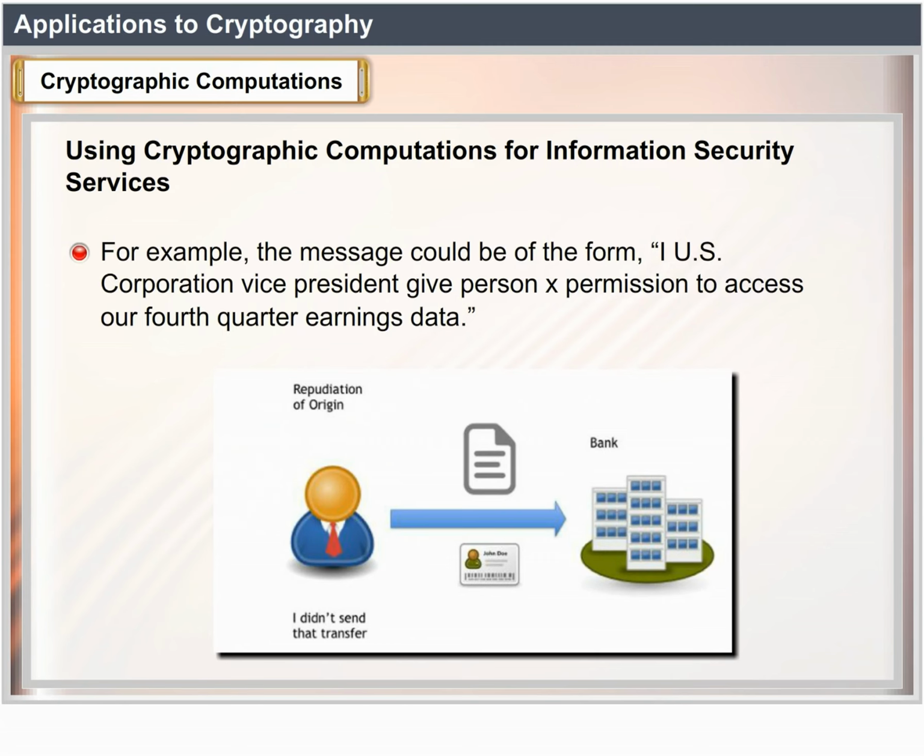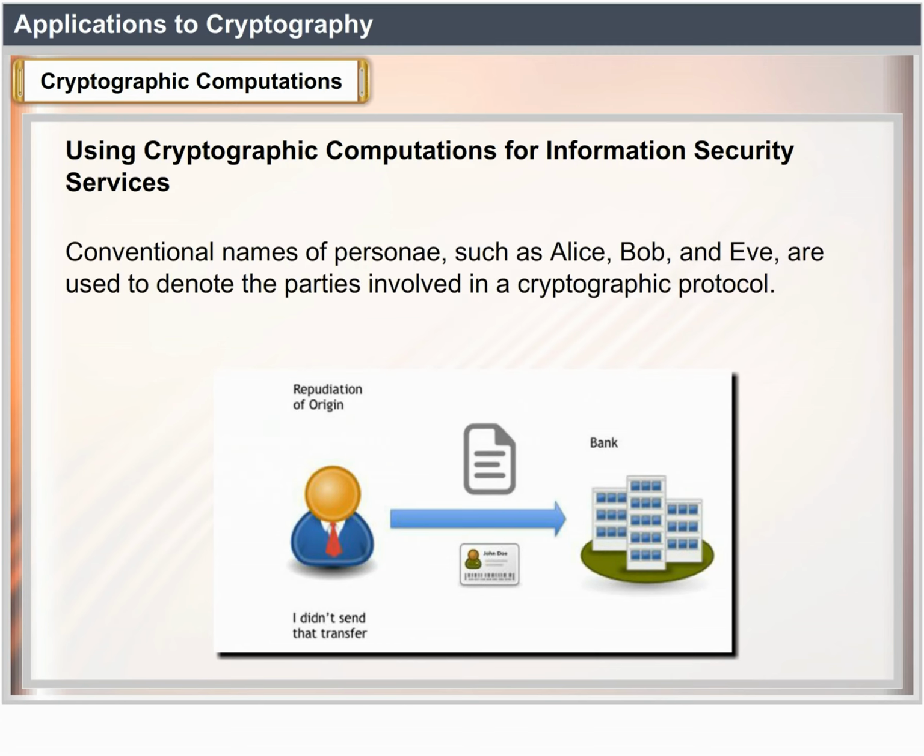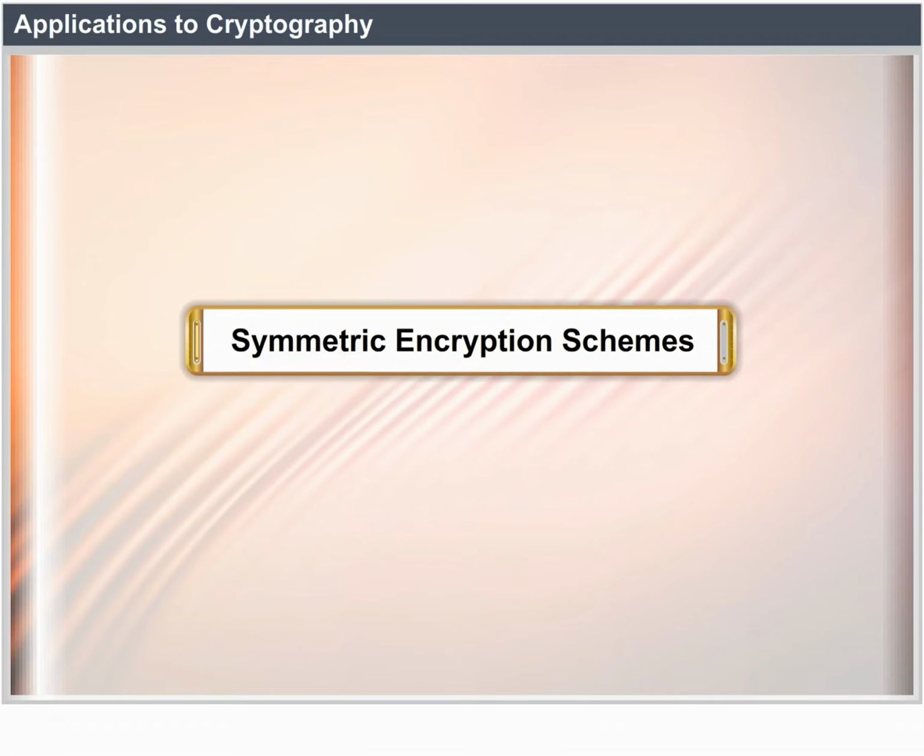This section gives an introduction to cryptographic computations. Conventional names of personas, such as Alice, Bob, and Avi, are used to denote the parties involved in a cryptographic protocol. Symmetric encryption schemes.